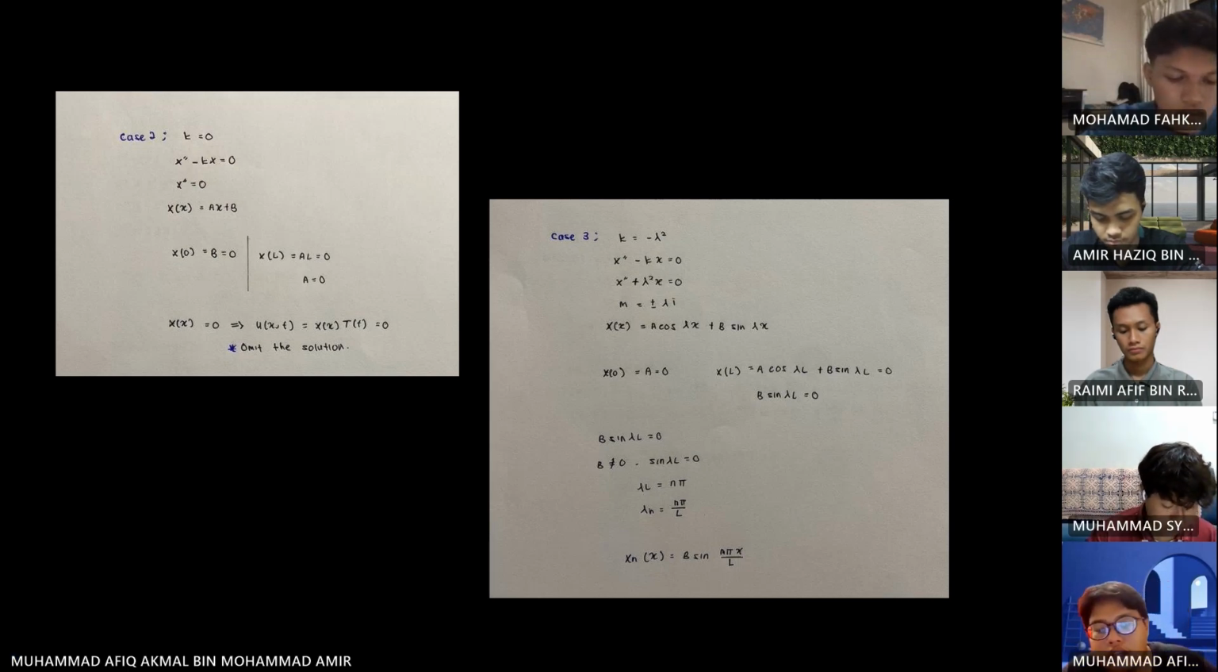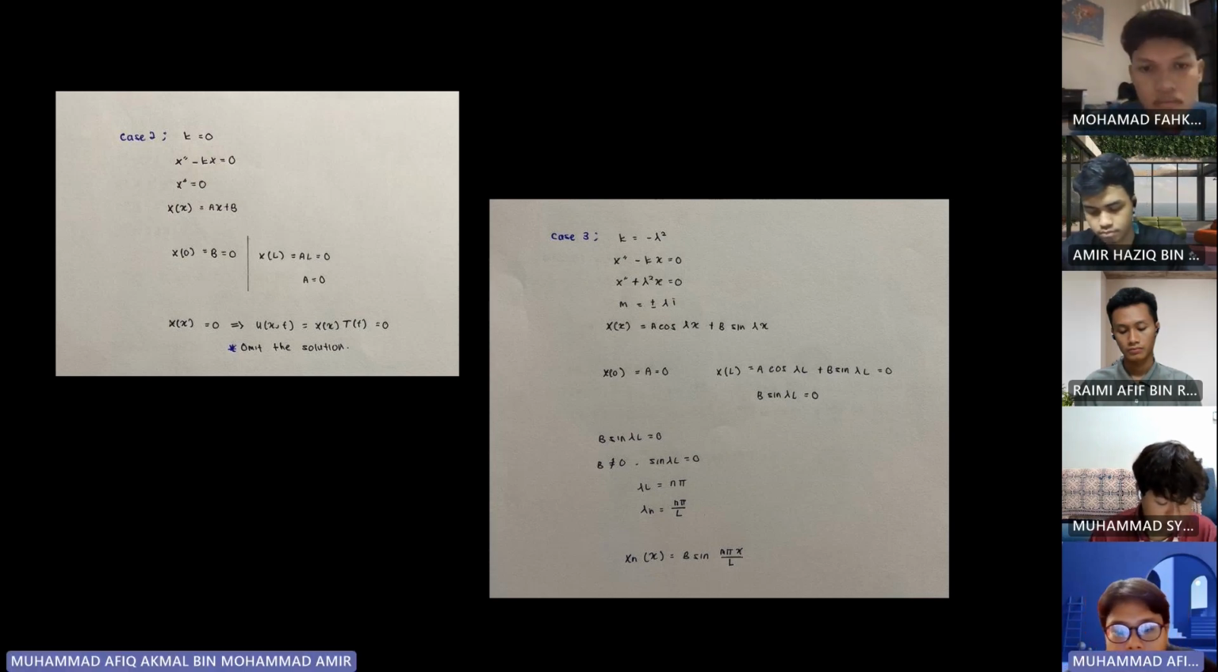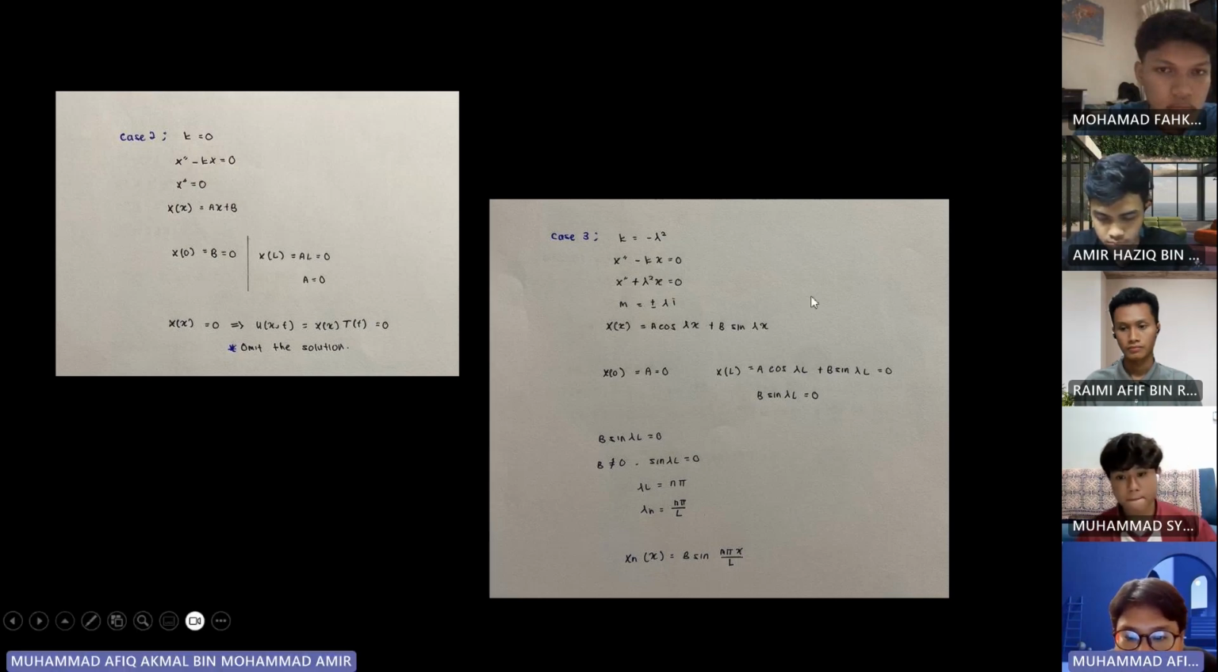Lambda L equal to n pi. So we need the value of lambda. Then we get lambda n equal to n pi over L. Then we put back the value of lambda into the equation. Then X_n(x) equal to B sin n pi x over L. That's all from me. Next.